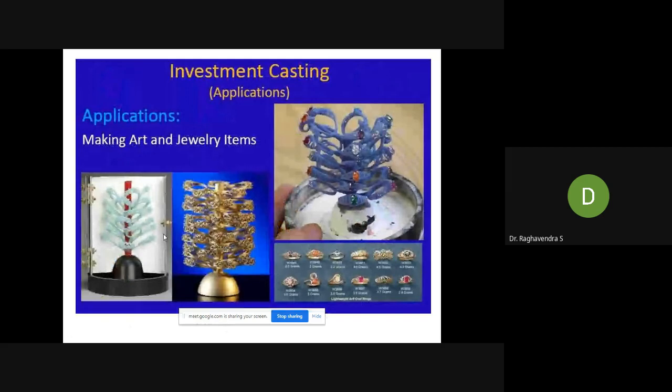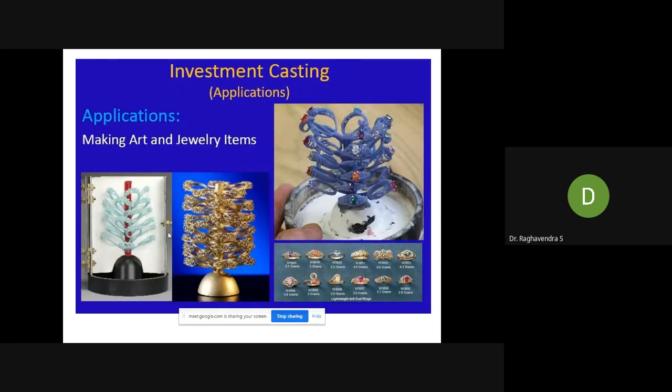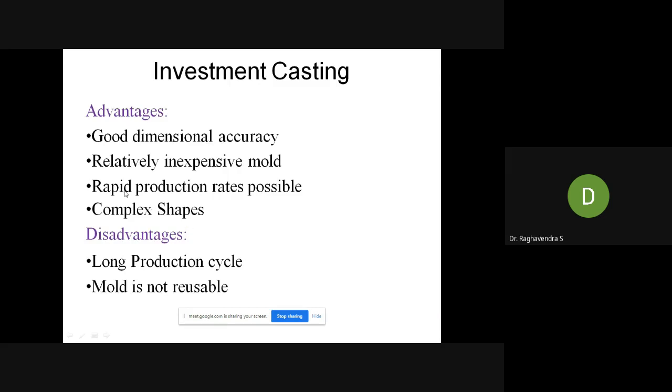Some of the ornaments, jewelries, the crafts, all these things they do with investment castings. These are the advantages: good dimensional accuracy, relatively inexpensive, rapid production. At a time, you can see how many rings are there in a single casting? One, two, three, four, five, six. Like this, six, six, six. This is 18, around 20 components. At a time, 20 rings are manufactured. So this is what they did.